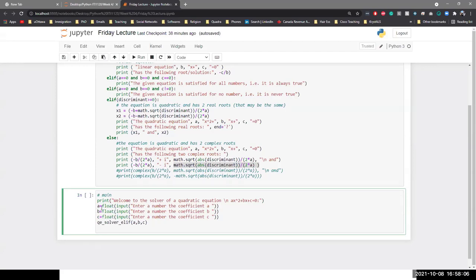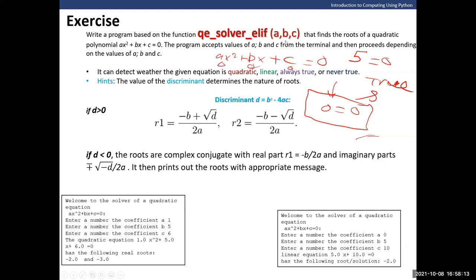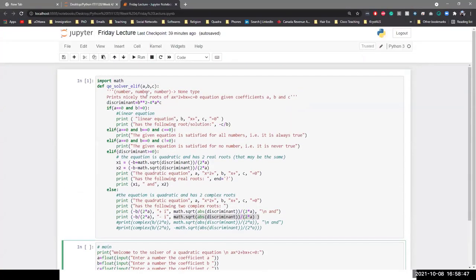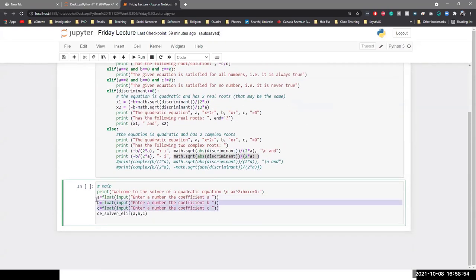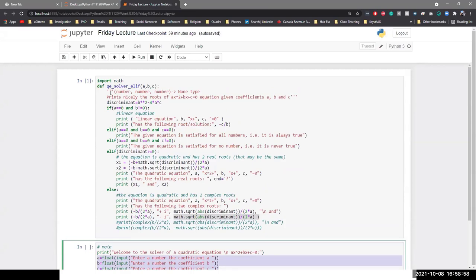So A, I'm asking the user to input. You remember, in the program that finds the roots of the quadratic, if I say the function accepts the values of A, B, and C, where do we have to define them? The input inside the body of the function here. We have to forget about A, B, C here, and move those to the body of that function. Yeah. Okay, I will do that.